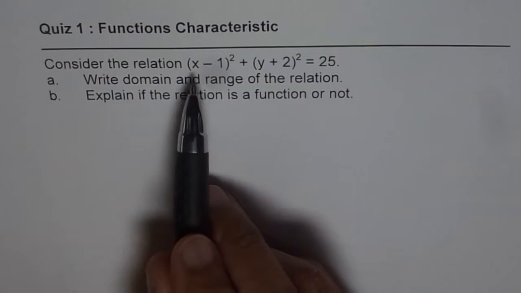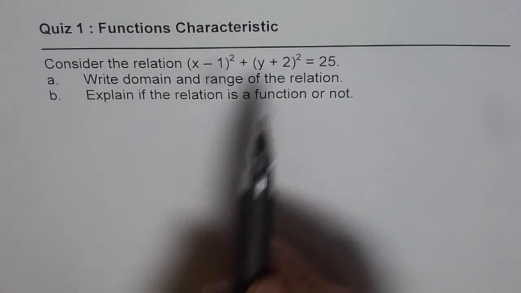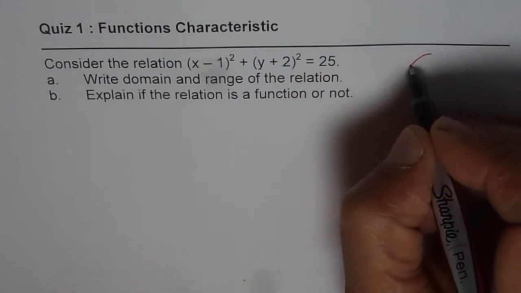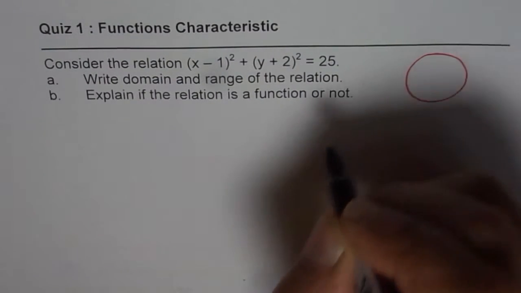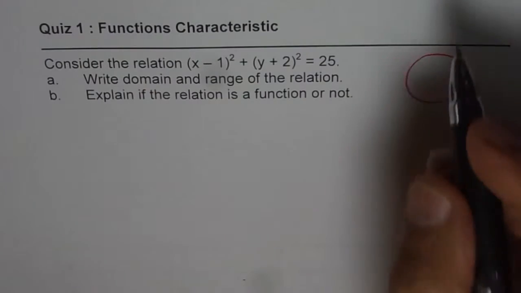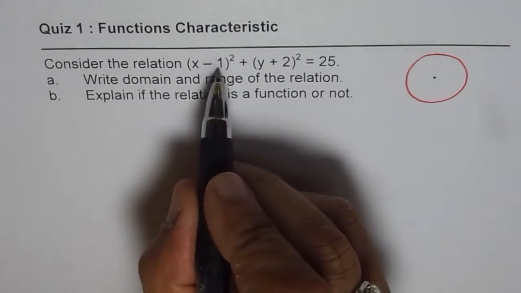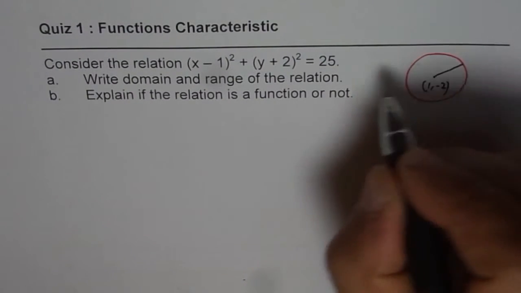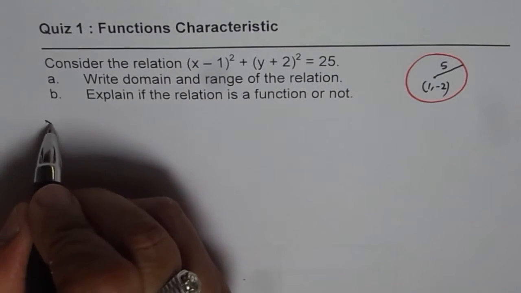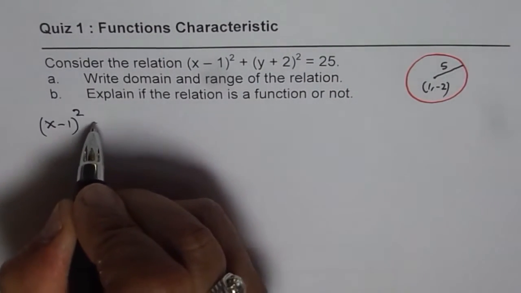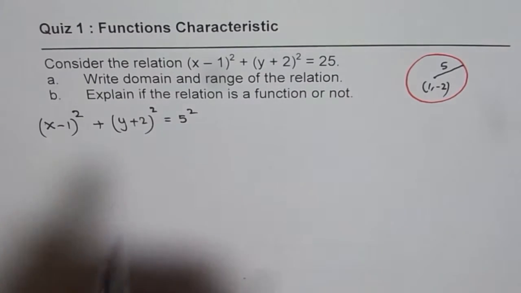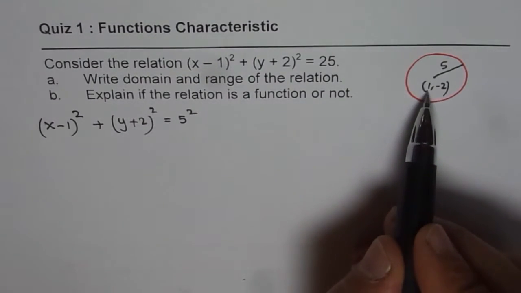We have a relation which is (x minus 1) whole square plus (y plus 2) whole square equals 25. Do you know what it represents? It actually represents a circle whose center has been translated, and the center is translated to the point (1, minus 2). The center is at (1, minus 2), and radius of this circle is 5 units. So the equation (x minus 1) whole square plus (y plus 2) whole square equals 5 square represents this circle with center at (1, minus 2).